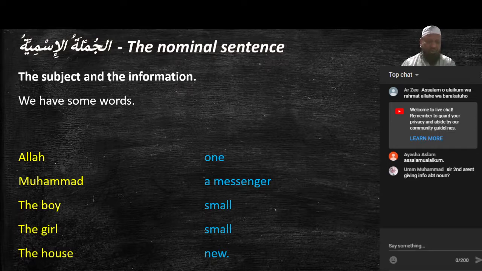So we have some words on the left-hand side in yellow color. We have some words like Allah, Muhammad, the boy, the girl, the house. And on the right-hand side in blue color, we have some words: one, a messenger, small, another small, new. So these are the two sets of words.